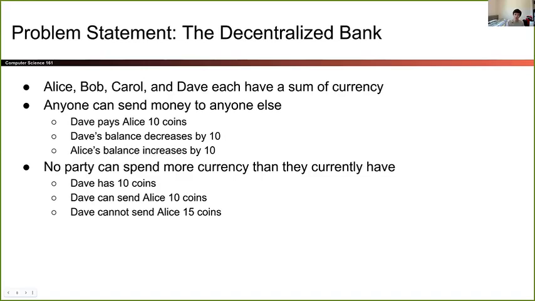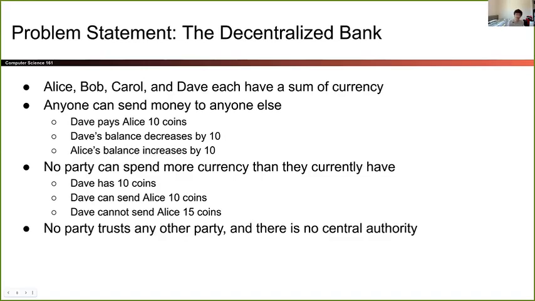We're going to establish, how do we determine how much money Dave has? And this is sort of the key here. No one trusts any other party and there's no central authority. So it's not like I can just ask the bank, hey, can Dave really give me $15? Because there's no one that I trust. I only trust the fact that everyone's running the same algorithm. And we'll get into how we trust that in a moment.